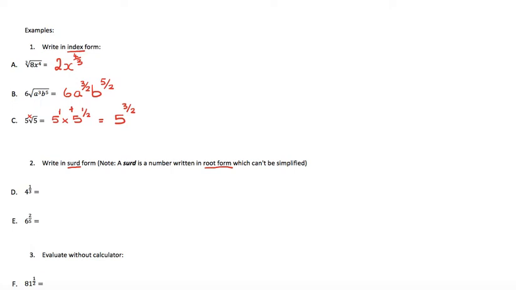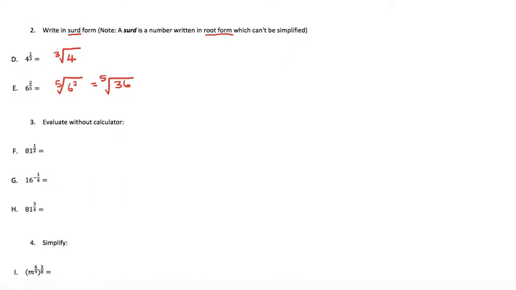4 to the power of 1/3, I'm going to write it as the cube root of 4. That is in surd form. 6 to the power of 2/5, that means that it is the 5th root of 6 squared. Now if we can work out obviously 6 squared, that is 36. So the 5th root of 36.